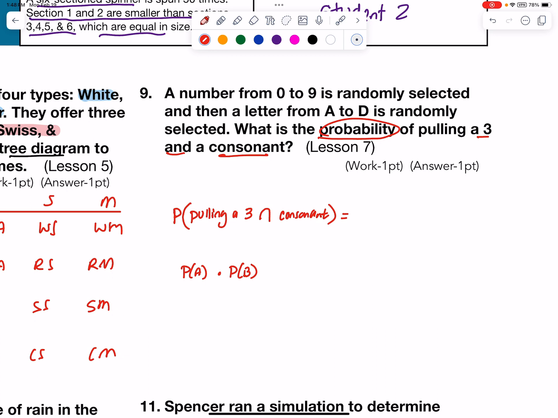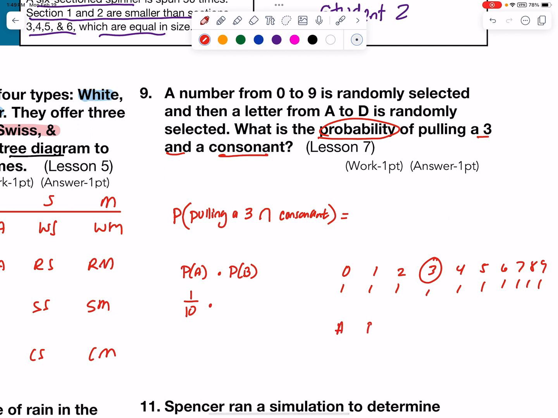Okay, so the probability of A happening, so we have pulling a 3 and a consonant. So from 0 to 9, you have to think through that a little bit here. So 0, 1, 2, 3, 4, 5, 6, 7, 8, 9. So the chance of pulling a 3 is 1 out of 1, 2, 3, 4, 5, 6, 7, 8, 9, 10. So that's something a little bit tricky that you have to be aware of. So the chance is 1 out of 10 times.